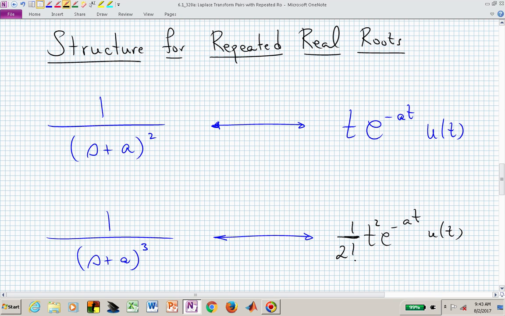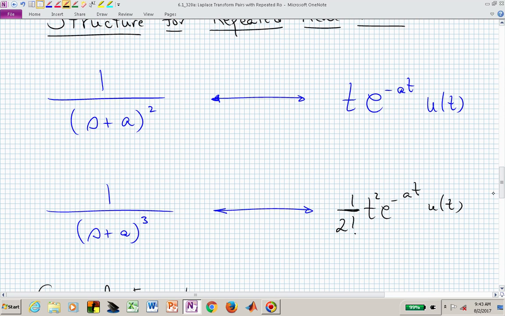That exclamation point means the factorial, where 0 factorial is 1, 1 factorial is 1, 2 factorial is 2 times 1, etc. So we now have 1/2 t squared e to the minus at u of t. And we can continue with that.